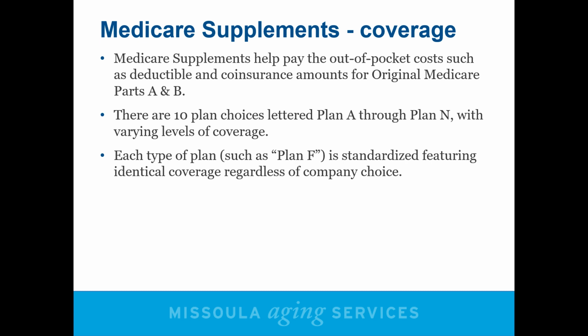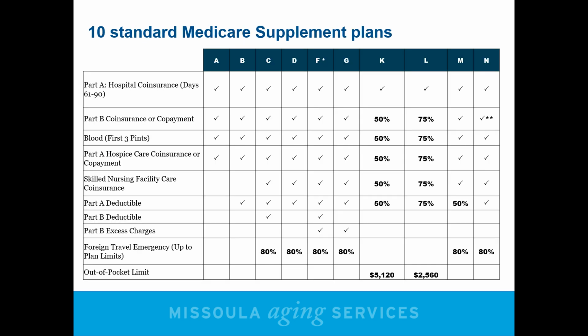These are highly regulated by state governments and the federal government, so they have to be very standard. So every company's Plan F, for instance, is standardized, and so no matter what company you're looking at, if you're looking at Plan F, you know what it's going to cover and what it might not cover. So let's take a look at the chart that really spells out what everything covers.